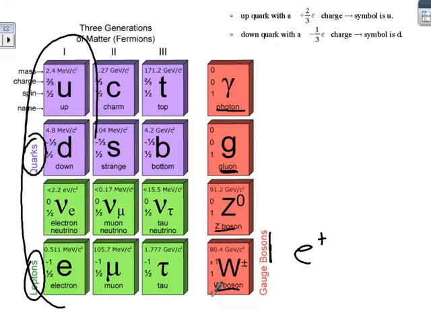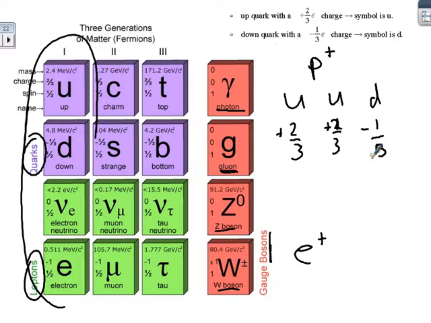Now, getting back to these quarks, we can actually use these quarks to determine what makes up a proton. A proton has a +1 charge. And we can use just 3 quarks to show what a proton's made up of. We can use an up quark, which has a +2/3 charge. We can use another up quark, which has a +2/3 charge. And we can use one down quark, which has a -1/3 charge. And these are the 3 quarks that make up a proton. 2 up quarks and a down quark.